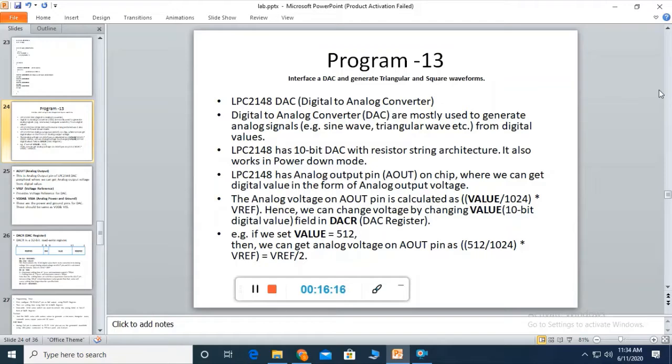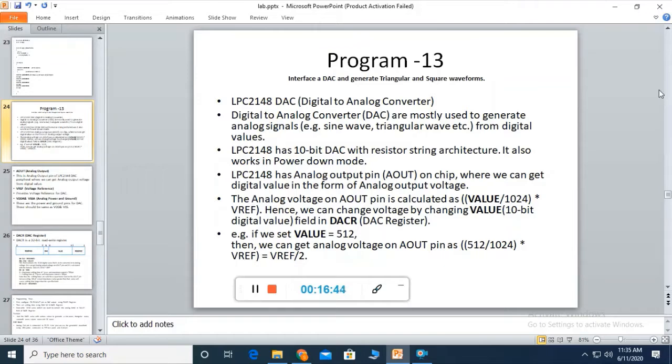So in our example, we are illustrating how to make use of DAC to generate triangular and square waveforms. So you are giving digital input such that the output produced is a triangular wave or a square wave. So you should see to it that you are giving a digital input which gives a continuous output voltage corresponding to a triangular or square wave.